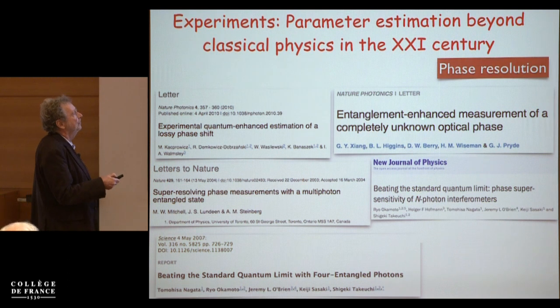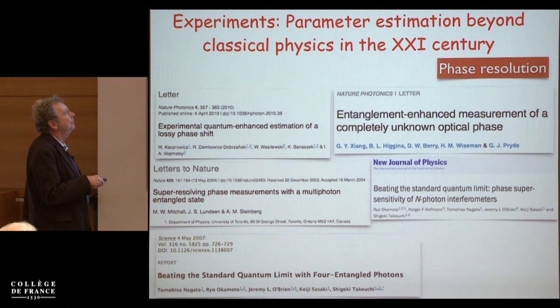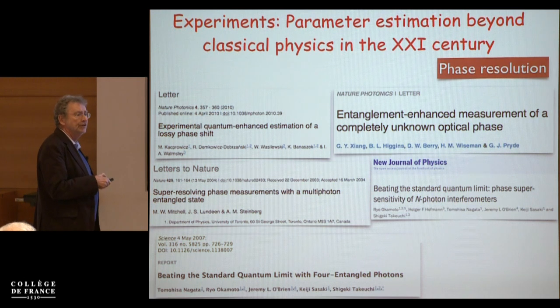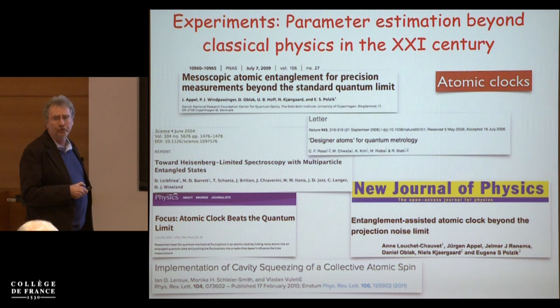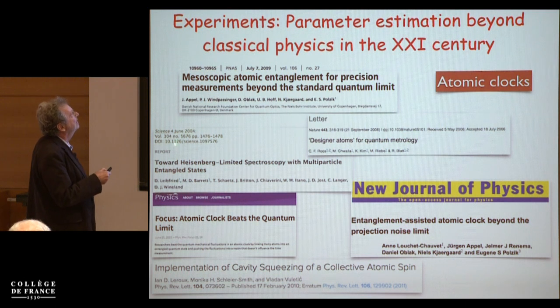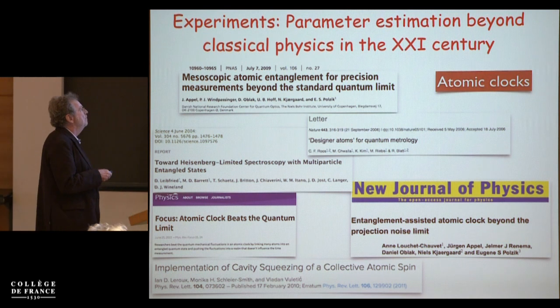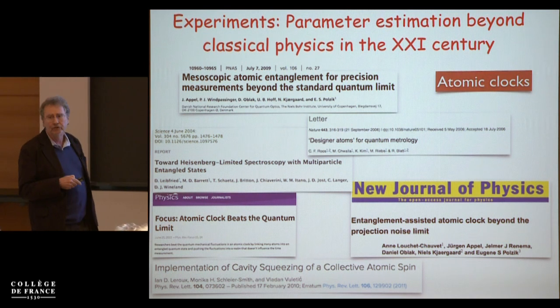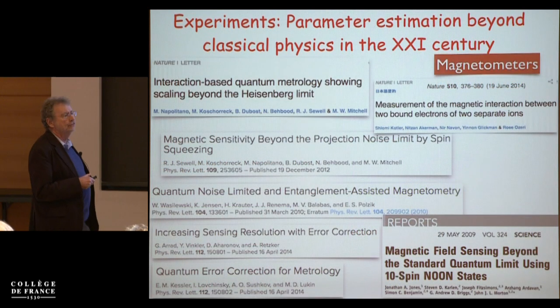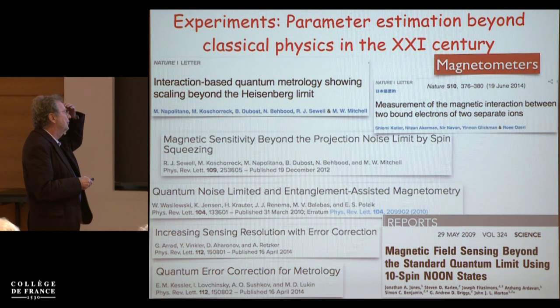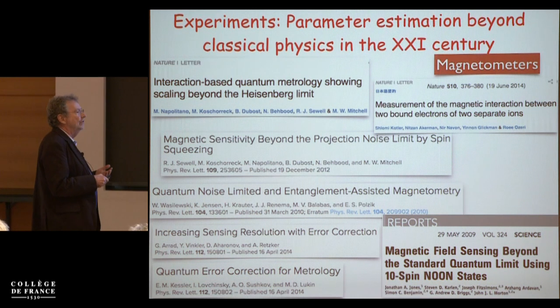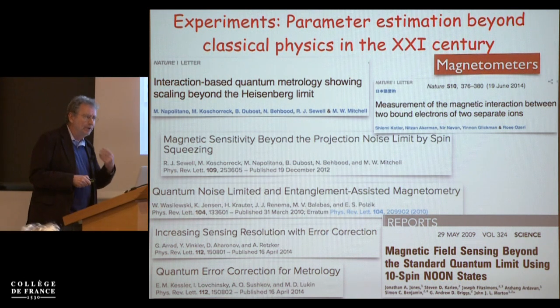So one may be interested, as I mentioned before, in phase resolution, and there are many recent experimental papers on that. We might be interested in increasing the resolution of atomic clocks beyond the classical limits. And again, we have here several examples of experiments made with atomic clocks beating the quantum limits. We might be interested in measuring very small magnetic fields, and here they are all experimental papers about increasing the sensing resolution of weak magnetic fields.